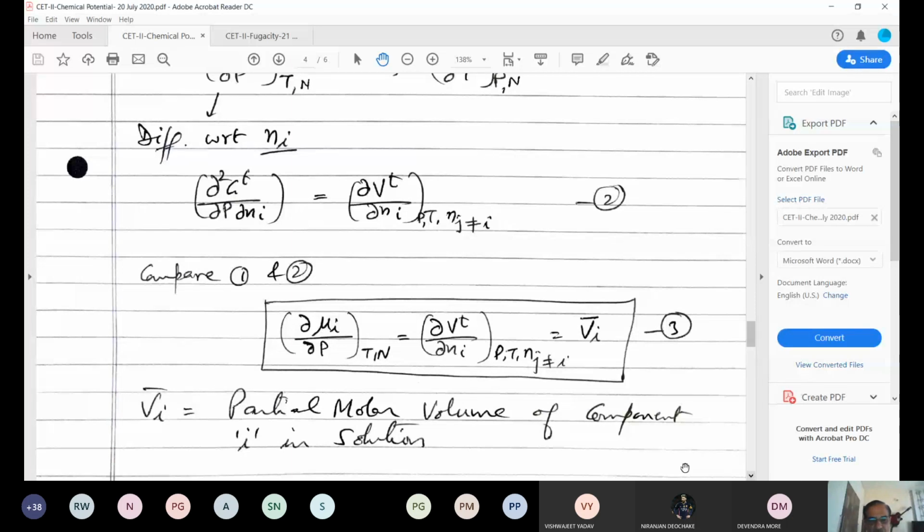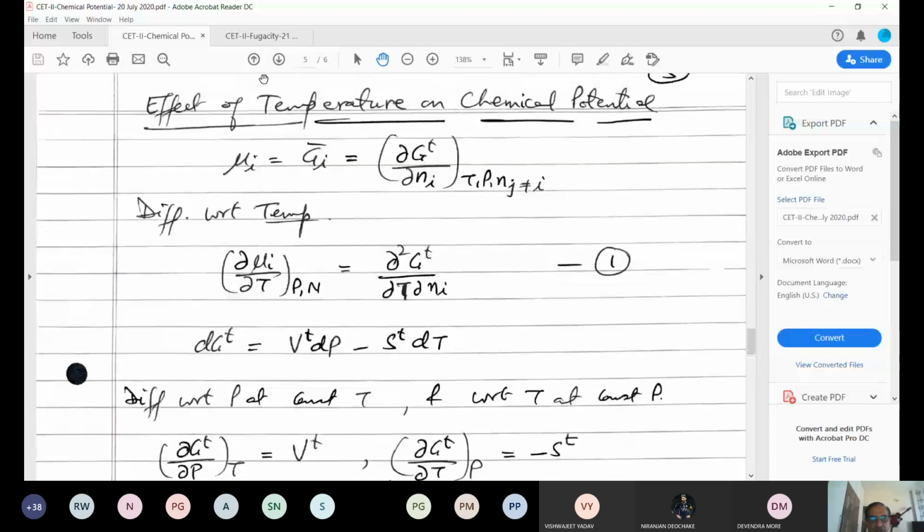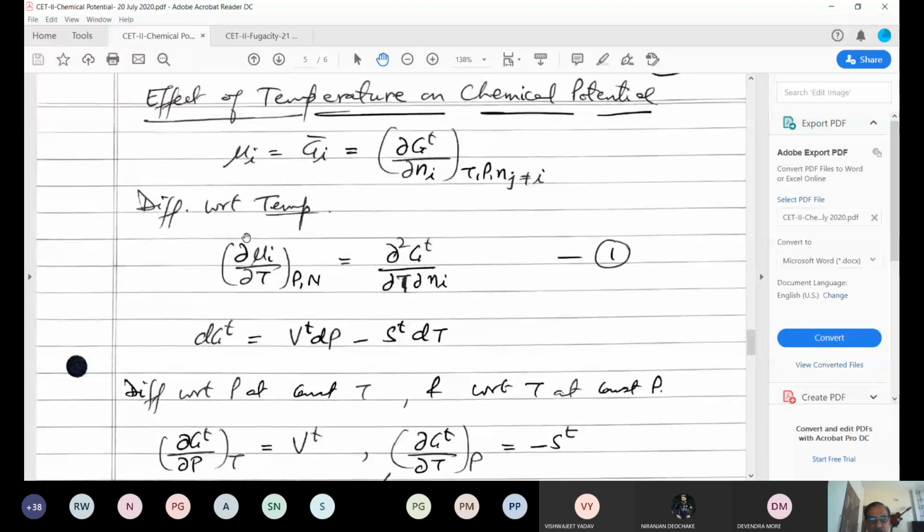So this is the effect of pressure on chemical potential. Now we'll see the effect of temperature on chemical potential. By definition, this is the partial molar Gibbs free energy. Now we take the derivative with respect to temperature. What we get is ∂mu i/∂T at constant pressure and n equal to ∂²Gt/∂T∂ni.